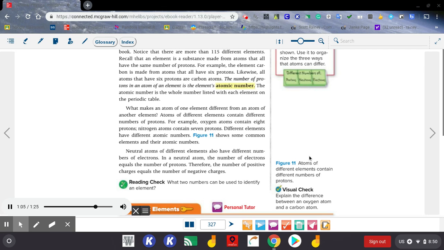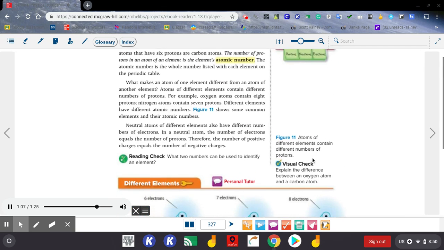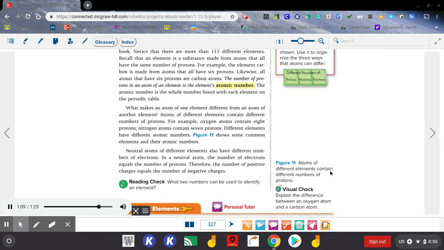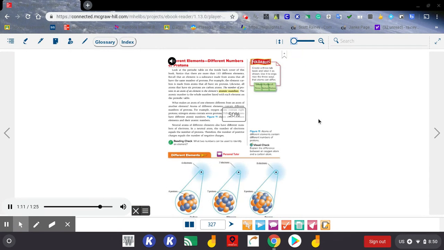Neutral atoms of different elements also have different numbers of electrons. In a neutral atom, the number of electrons equals the number of protons. Therefore, the number of positive charges equals the number of negative charges. Reading check. What two numbers can be used to identify an element?